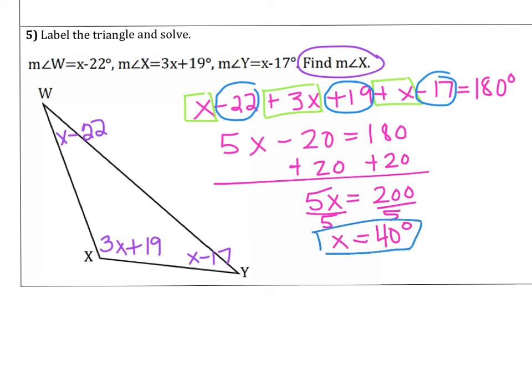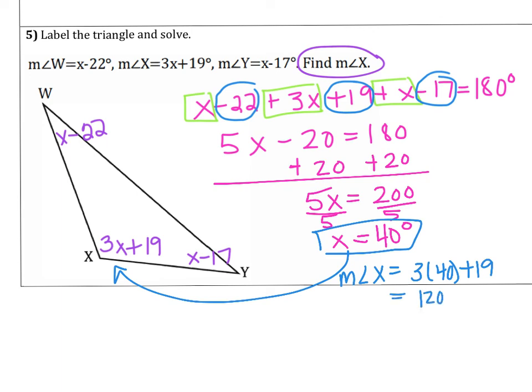Now we need to find the measure of angle X. All right, so here it says the measure of angle X. The measure of angle X is going to be 3 times 40 plus 19. So here we have 120 plus 19, and that would give you a final answer of 139 degrees for angle X.